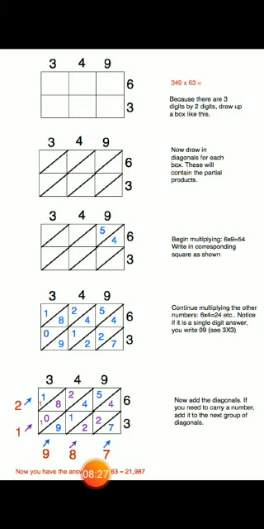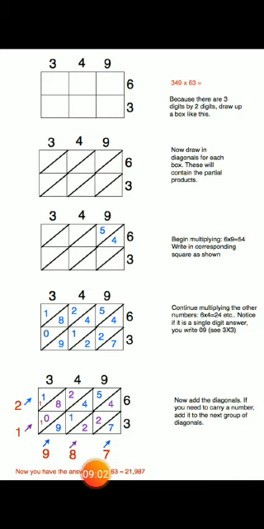Again, in the fourth step, continue multiplying the other numbers. Now we will multiply 6 with 4, which will give us 24. Again you have to write 4 in the lower part and 2 in the upper part. Again, now notice it is a single digit answer, you will write it 09. If you get 3 into 3, what will you get? 9. Then you have to write it 09, and 0 will be in the upper part and 9 will be in the lower part of the diagonal.